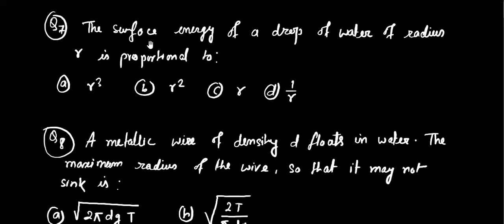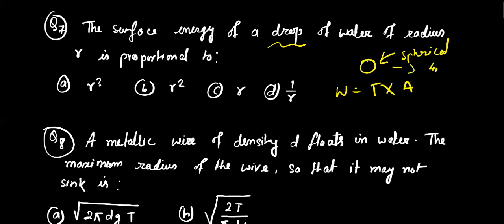Let us discuss it. The surface energy of a drop of water of radius r is proportional to... As we know, surface energy is equal to surface tension times change in area. And for a drop, the water drop is spherical in form, and its area is 4πr². So if we insert this, we can easily say that the surface energy is directly proportional to the square of the radius of the drop. That's why option B is the correct option.